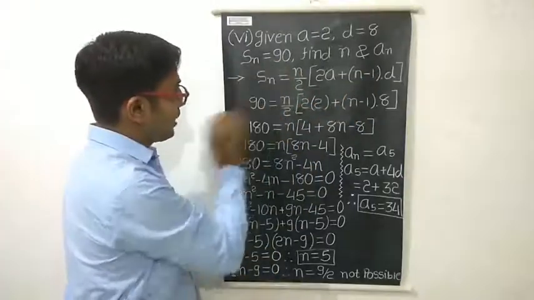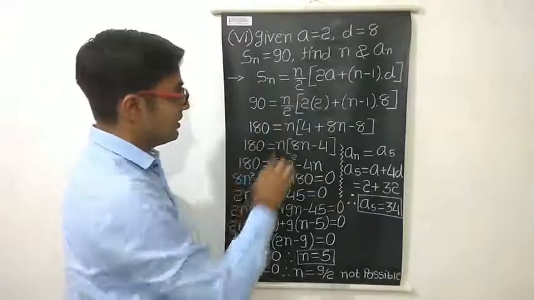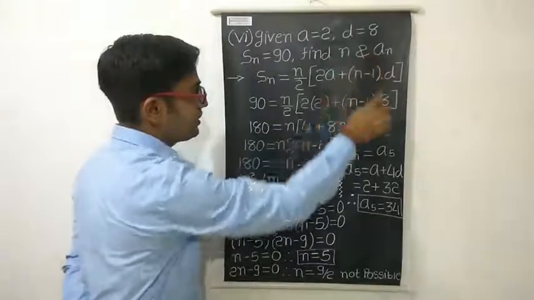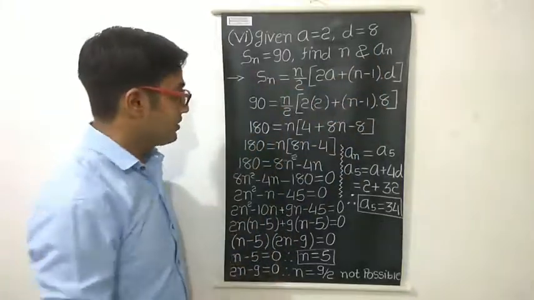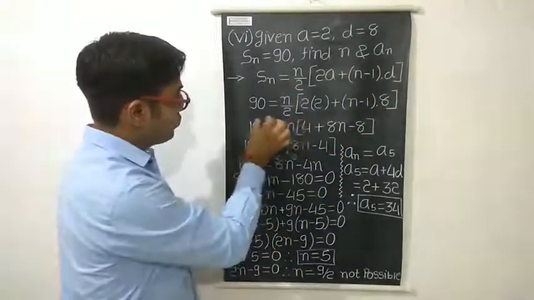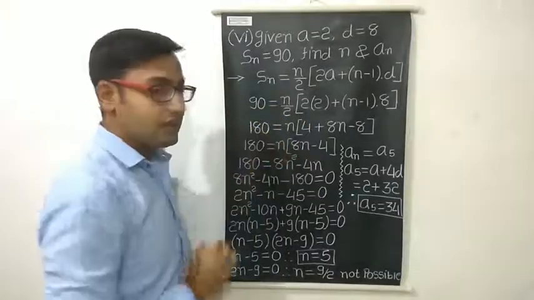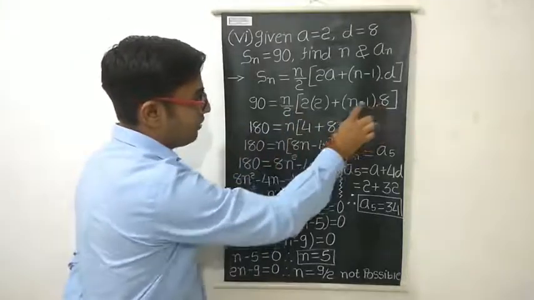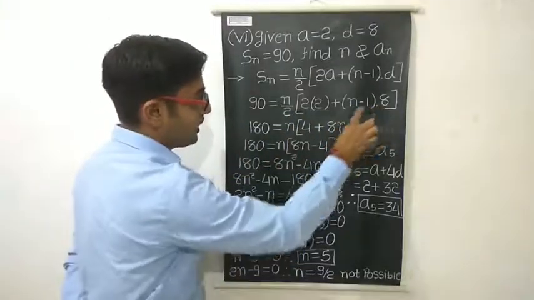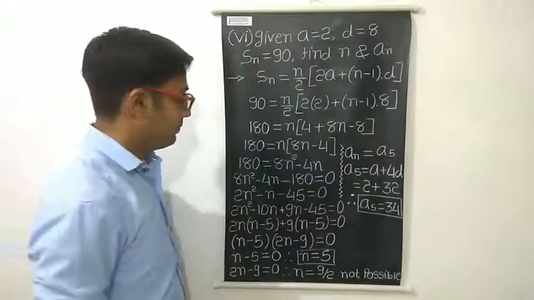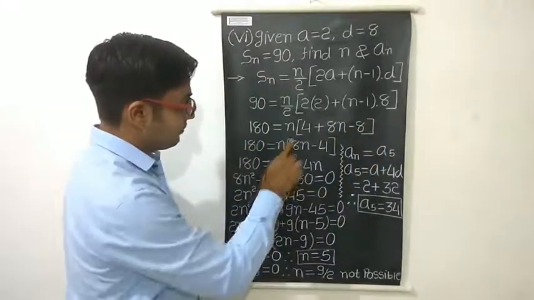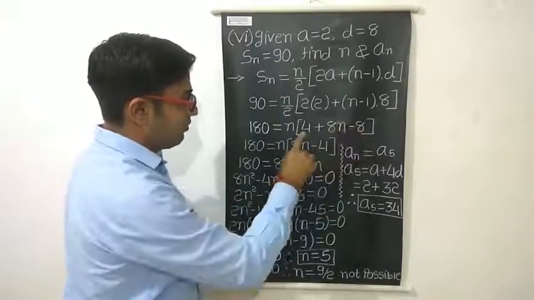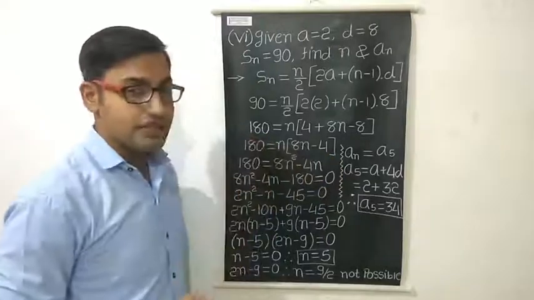Value of Sn is equal to 90, n by 2 remains as it is, 2 into a is equal to 2 plus n minus 1 into d is equal to 8. Now simplify this. Take this 2 to the left hand side, it will multiply the 90, we will get 180. That is equal to n, 2 twos are 4, 8 will multiply both the terms, so we get 8n minus 8. 4 minus 8 gives minus 4, 8n remains as it is.